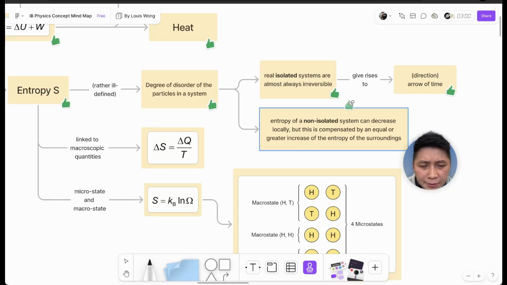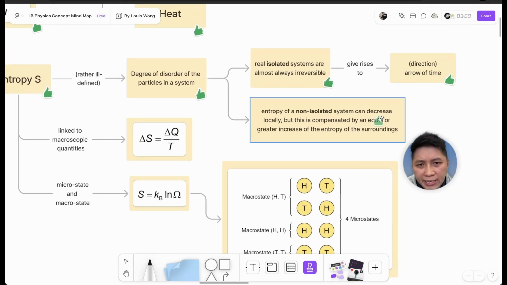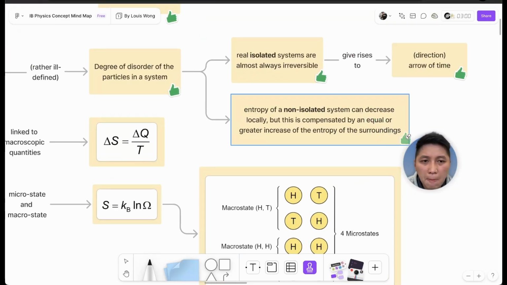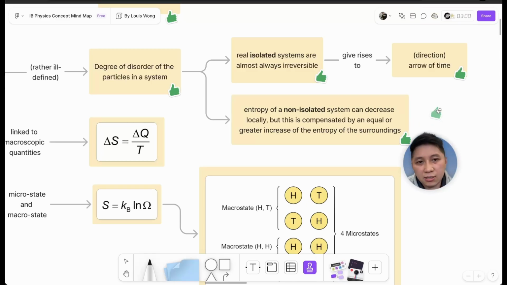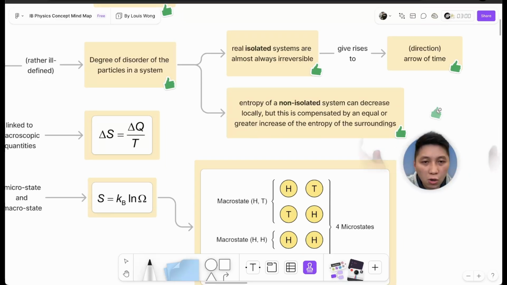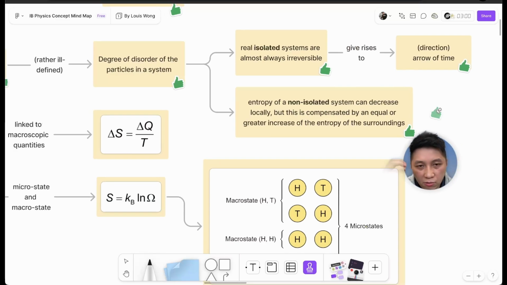That is a name suggested by scientists. The entropy in a non-isolated system might decrease locally, but as a whole, globally, you can see that the entropy still increases, because it is decreased only in a local way.